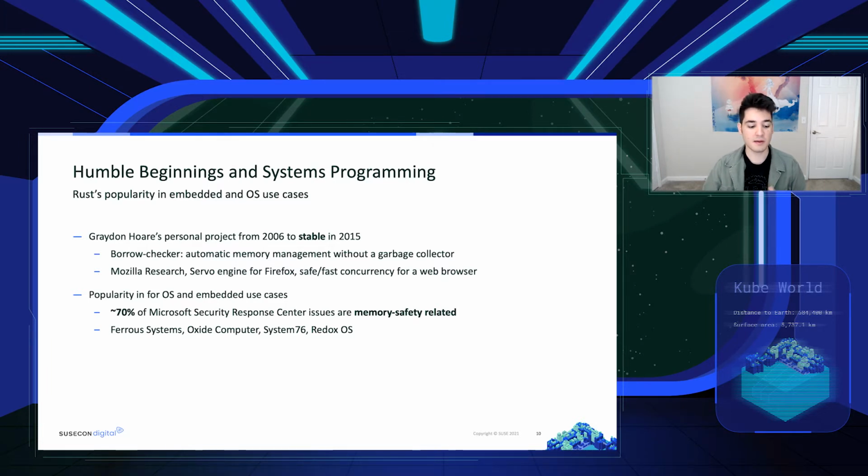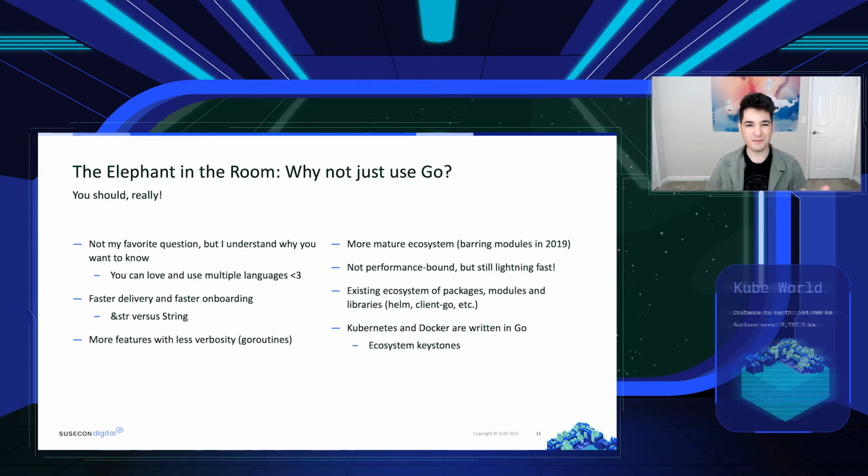And you can see some companies in the OS and embedded use cases have already really gone into Rust, like Ferrous Systems, who came and hosted our Hack Week bootcamp for SUSE employees for Rust. Shout out to Anatol from Ferrous Systems. Oxide Computer and System76 use a lot of Rust code, and Redox OS, the new Unix-like system with the microkernel written in Rust.